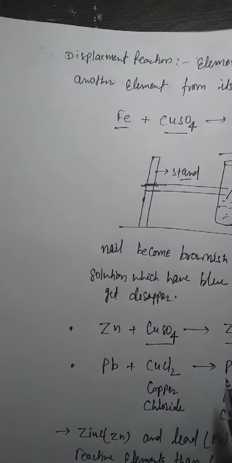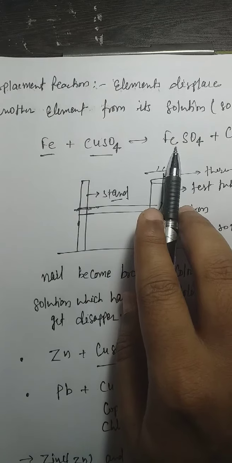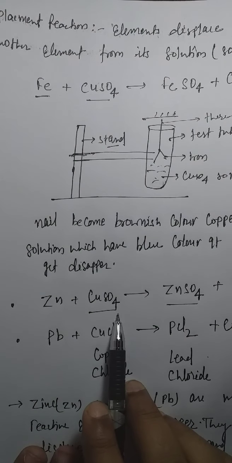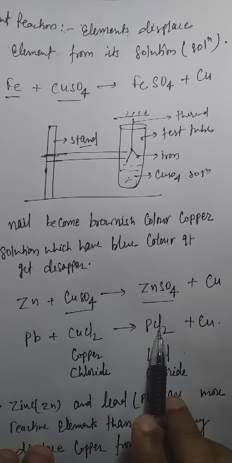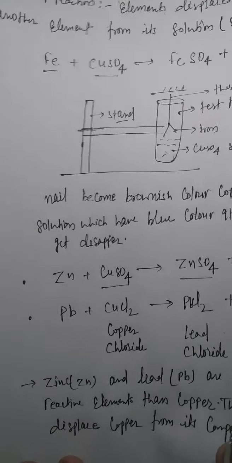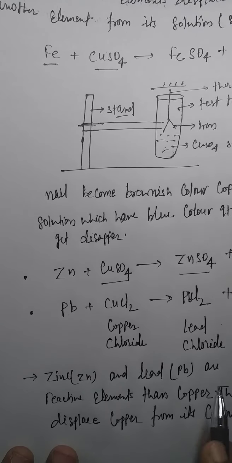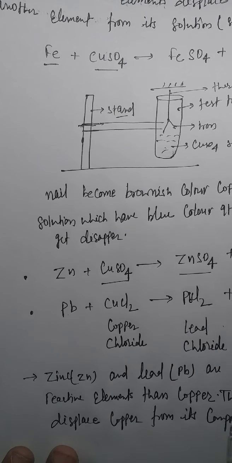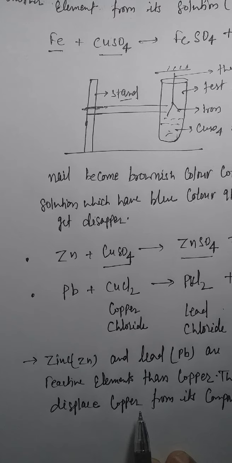So similarly we had seen iron react with copper sulfate, it forms iron sulfate. And next, zinc reacts with copper sulfate, it forms ZnSO4. And lead reacts with CuCl2, it forms PbCl2, right? So zinc and lead, in fact we are taking one more example on the top. You may write iron is also included here, more reactive than copper. They displace copper from its compound. Which compound? Copper sulfate is a compound, right?